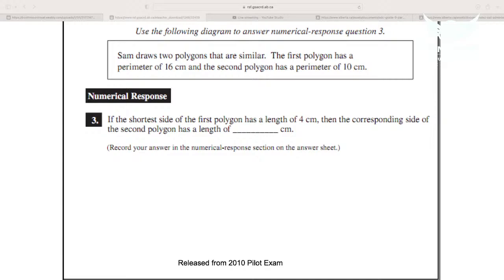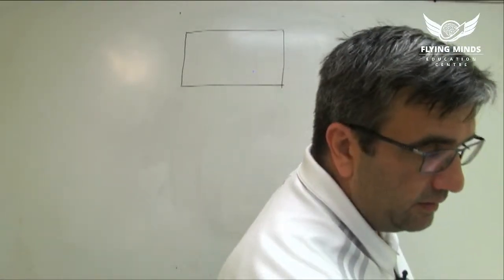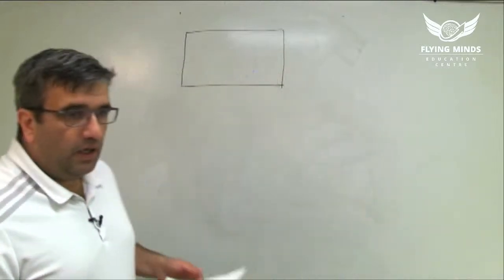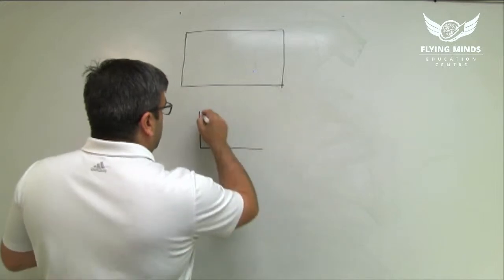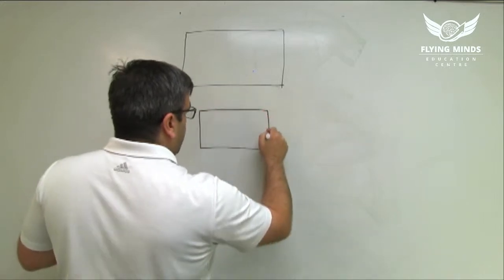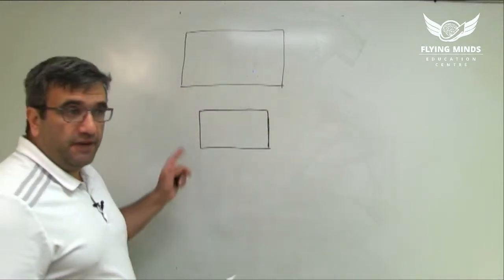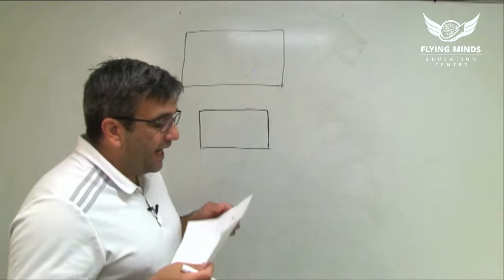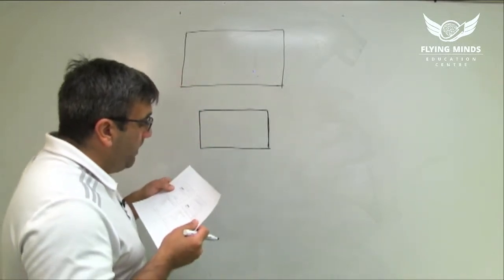okay, so we have two polygons. Two polygons, right? They are similar. So similar means that they are scaled, right? So they have the same shape, but different size. So it means they are scaled.